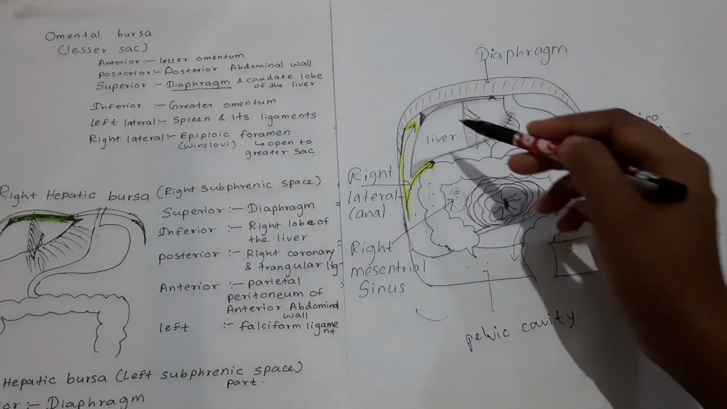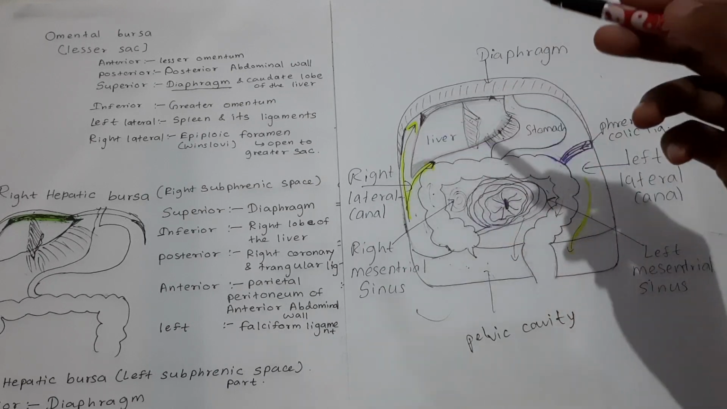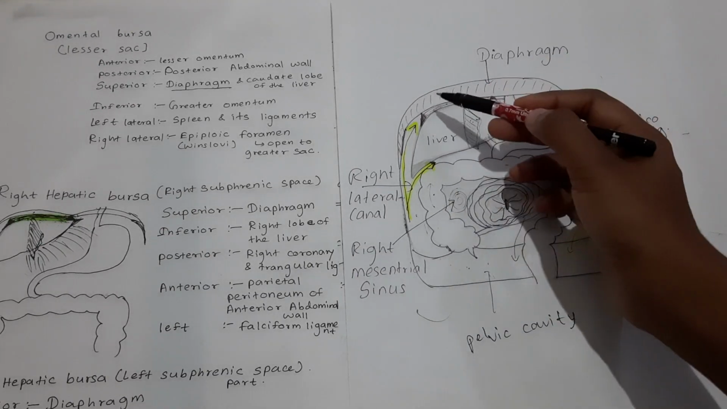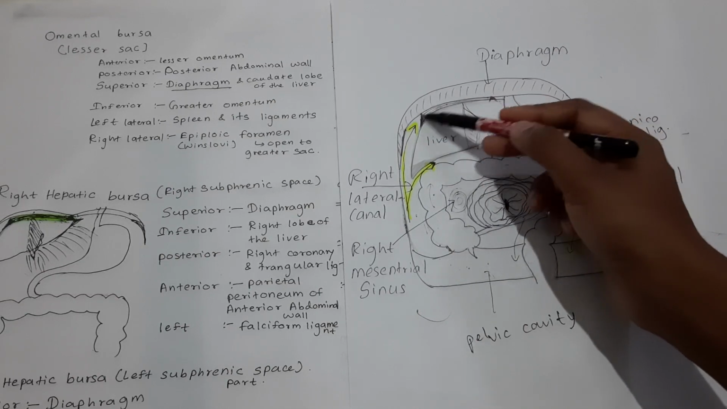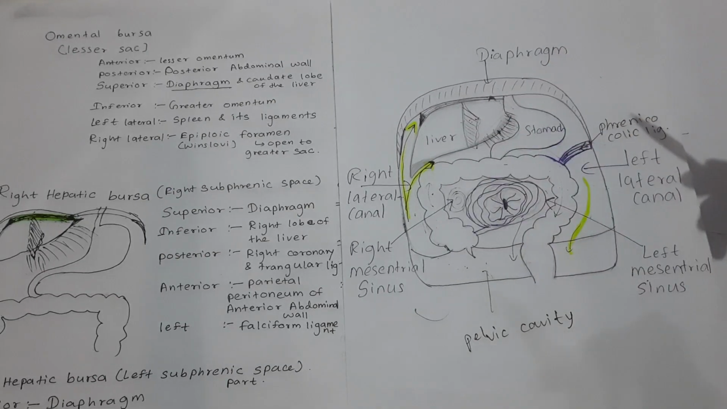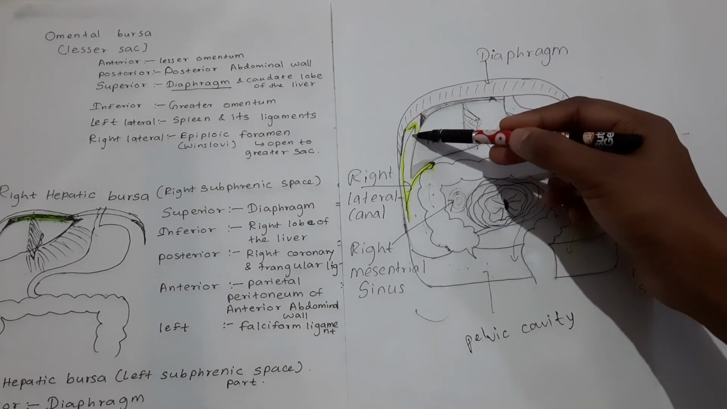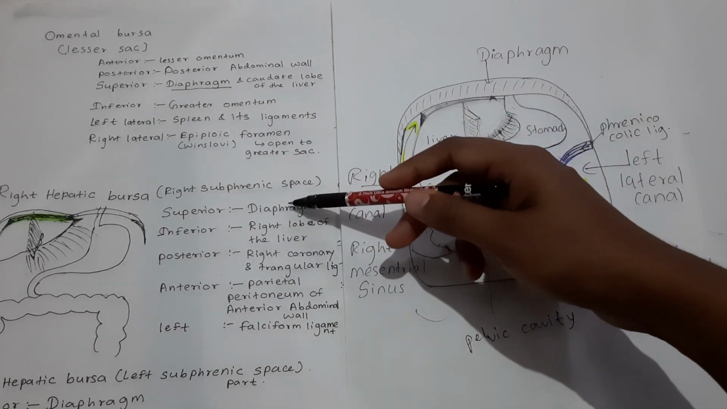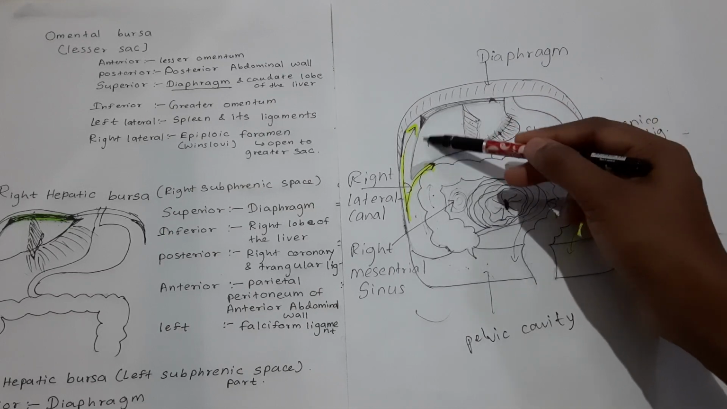Then the next structure is the right hepatic bursa. What does right hepatic bursa mean? It's this structure here, this topographical space. The right hepatic bursa we also call the right subphrenic space. Subphrenic means sub is below and phrenic means diaphragm, so the space below the diaphragm, here on the right side. The superior border, you can see, is the diaphragm, and inferiorly it's the right lobe of the liver.